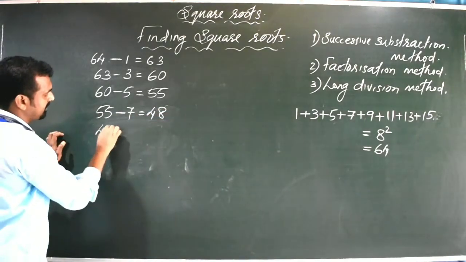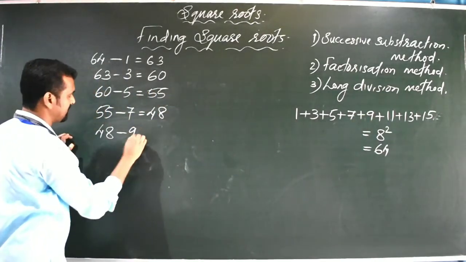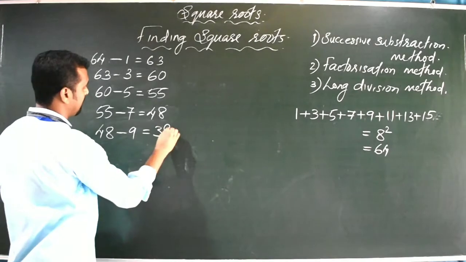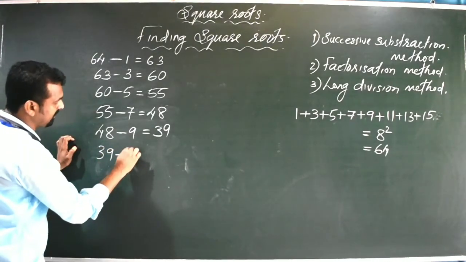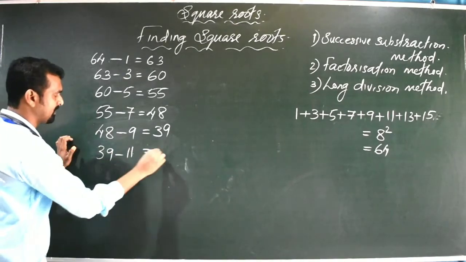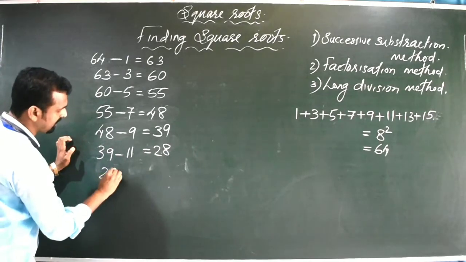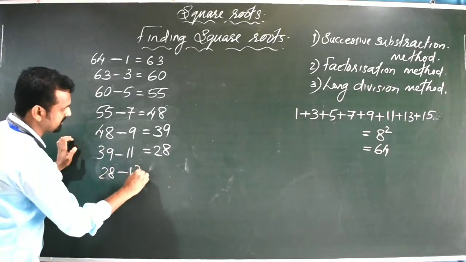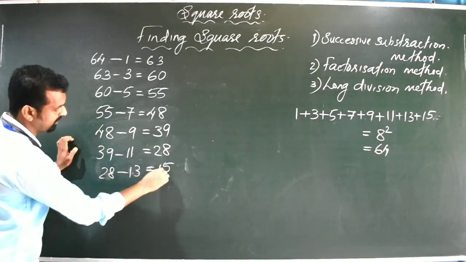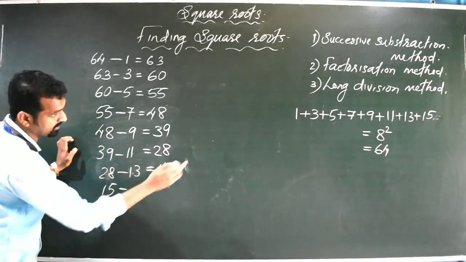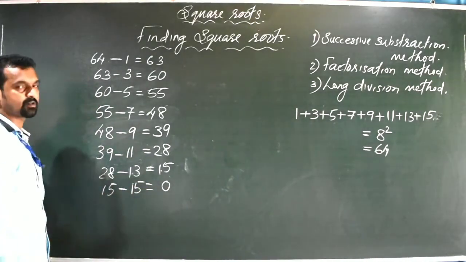Now 48 minus next odd number 9, that is equal to 39. Next one, 39 minus 11 is 28. Now next one, 28 minus 13 is 15. Now last one, 15 minus last odd number, that is 15. 15 minus 15 is equal to what is the answer?